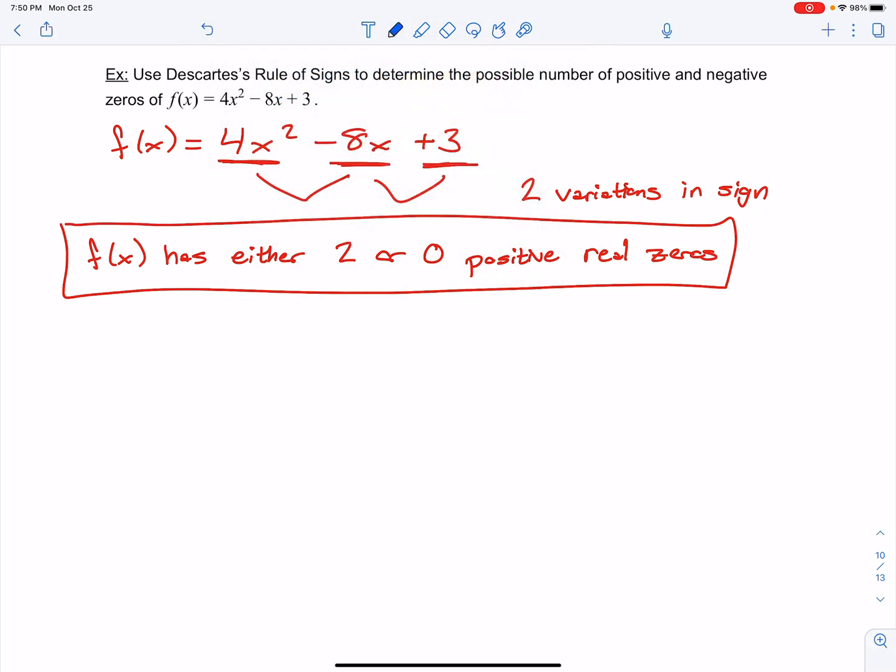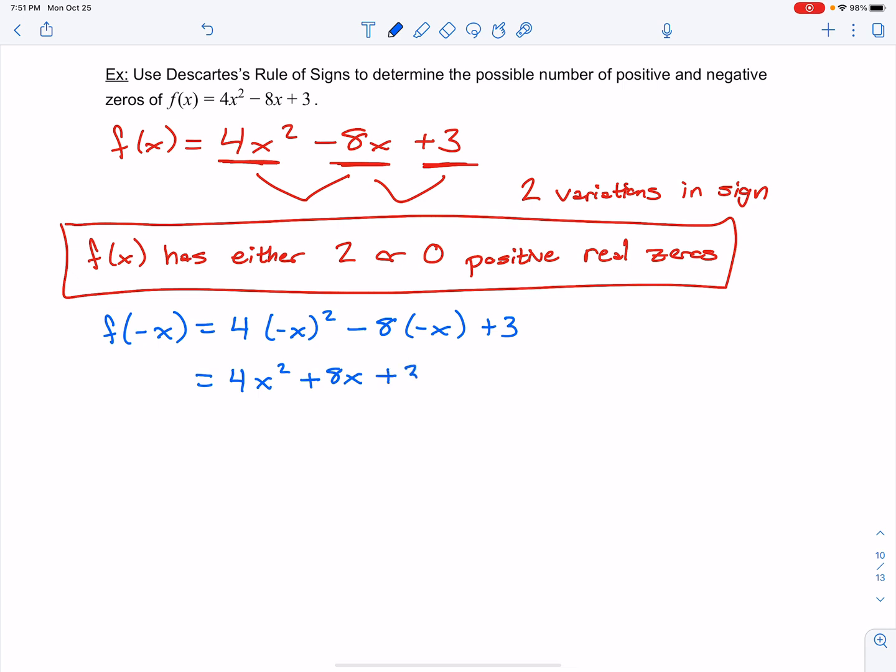We can also use Descartes' rule of signs to see how many negative real zeros we have. But to find how many negative real zeros we have, we need to look at f of negative x. So if we take our function and we replace all of our x's with negative x's, our function is going to become 4 times negative x squared, meaning negative x times negative x. A negative times a negative is a positive. X times x is x squared. We multiply that by 4, so we have 4x squared. Negative 8 times negative x would be positive 8x, and then plus 3.